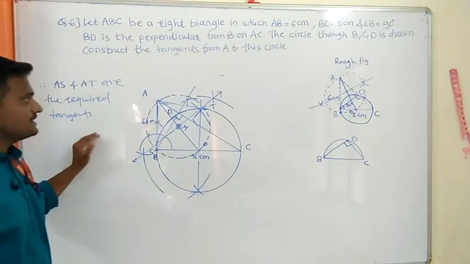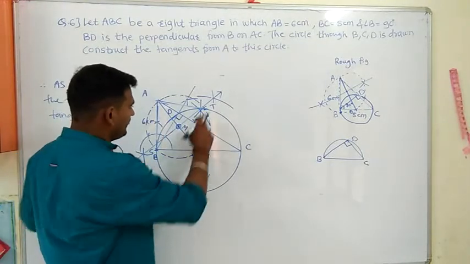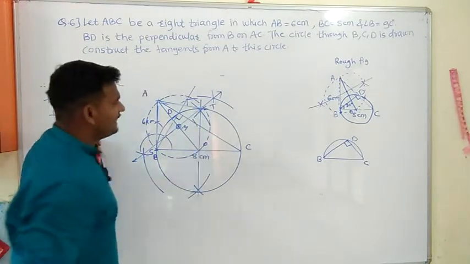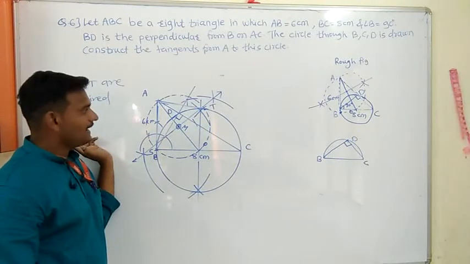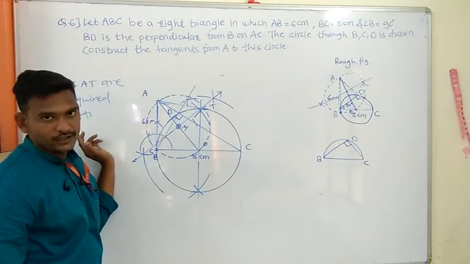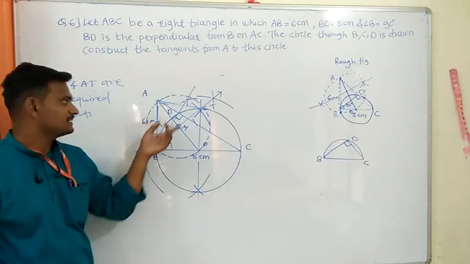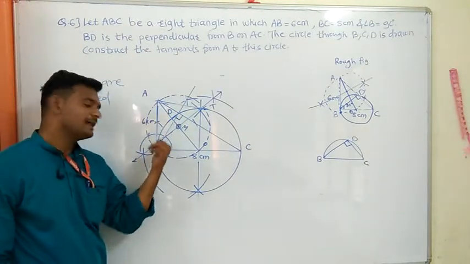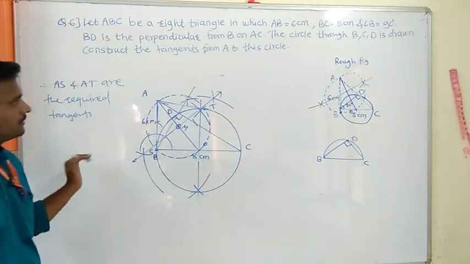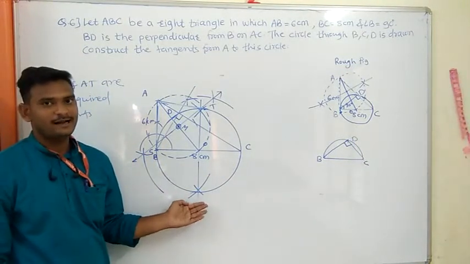Now, the same justification you have to give here. See here, angle ATO is a 90-degree angle because it is the angle in a semicircle. Therefore, AT is perpendicular to OT. You can easily write the justification. Therefore, AT is a tangent, and similarly AS is also a tangent. Following this procedure, you have to draw the figure clearly and neatly.